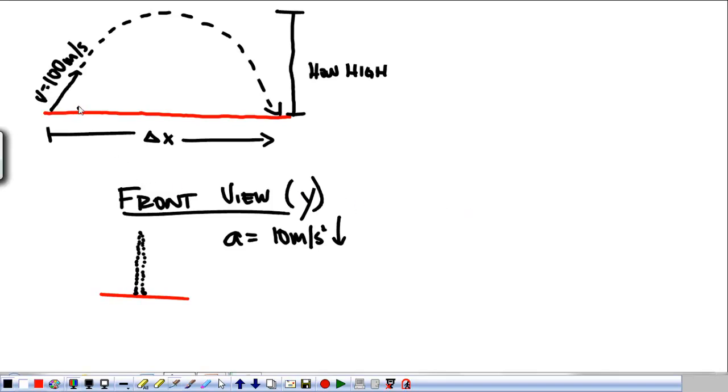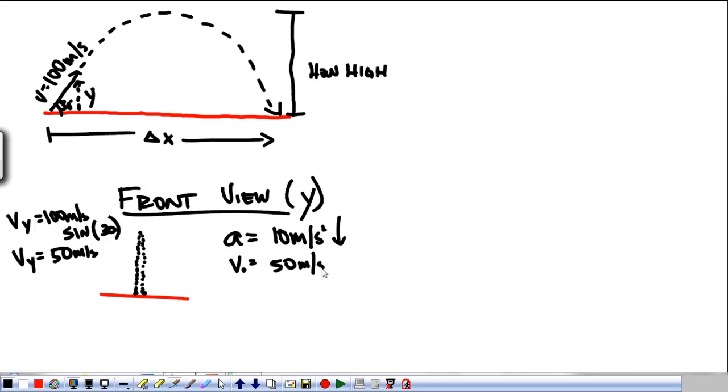If we go back up here to our triangle, it is the initial velocity in the y direction. The velocity in the y direction, according to that triangle, is going to be 100 meters per second times the sine of our angle. Let's say that's 30 degrees. It doesn't look like 30, but we're going to say it's 30. So the initial velocity in the y direction, 100 sine 30, is 50 meters per second, and that's up. So we're going to make this negative.